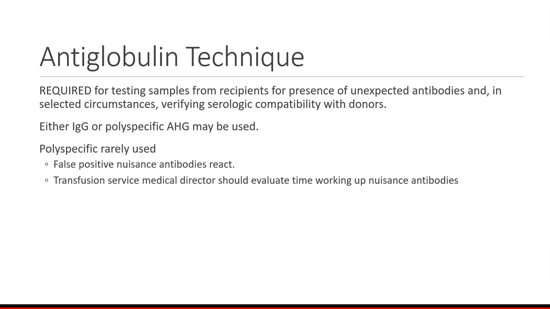Polyspecific is rarely used because what we have found out is that the anti-C3d causes false positives, and it's not really a false positive, but it picks up these nuisance antibodies. The transfusion service medical director should evaluate the time working up nuisance antibodies for determining whether polyspecific is appropriate. We quit using it years ago. It seemed like a good idea at the time, but most places now for routine testing only use monospecific anti-IgG.